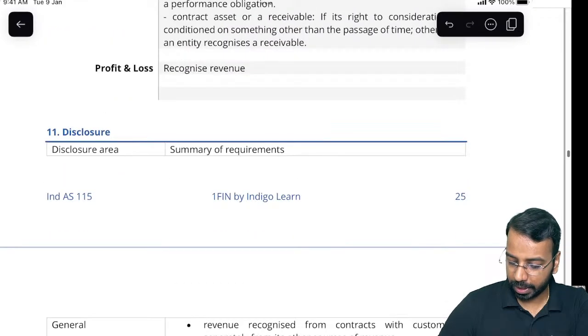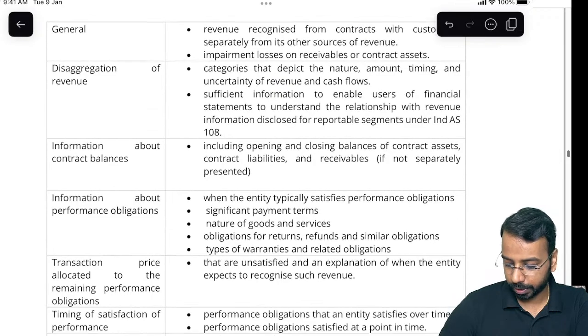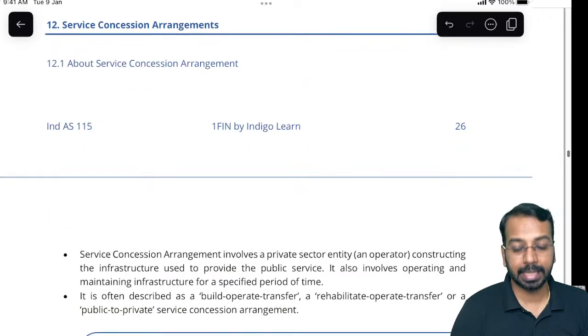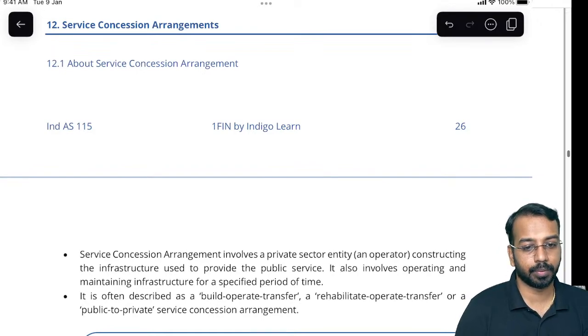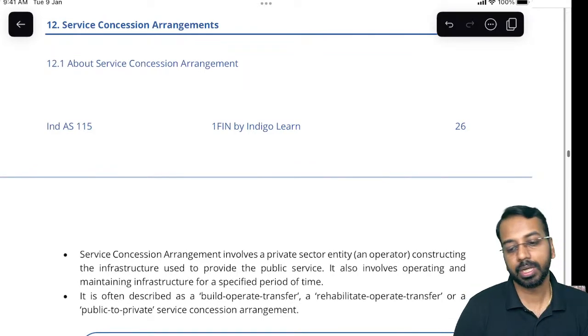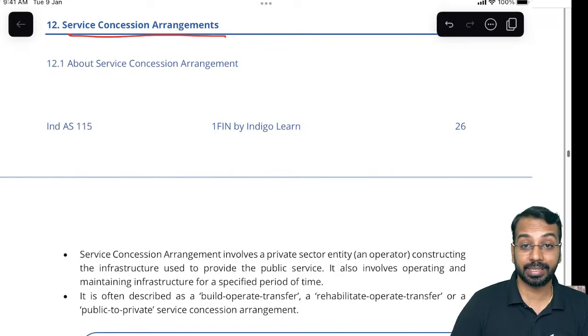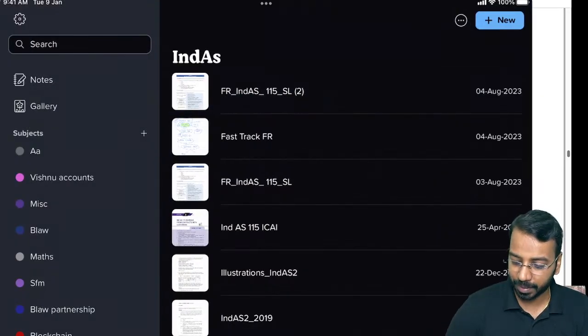Presentation and disclosure you can go through on your own. It is pretty simple. The most important part, again slightly complicated, is the service concession arrangement, where you need to have absolute clarity on how to handle these questions. This has been tested as it is from the study material. So this is a part of the appendix.